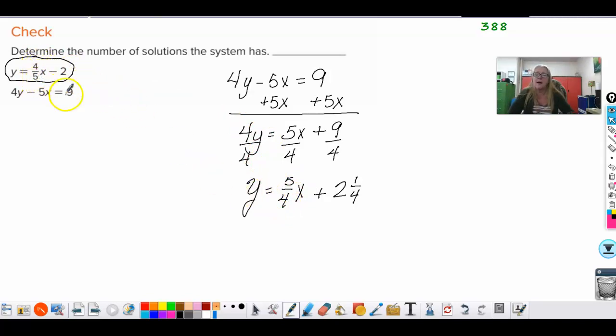All right. This is positive. This is positive. Now, if they were negative reciprocals of each other, they would have been perpendicular, but they're not. They don't have the same slope. They don't have the same y-intercept, which means they will have exactly one solution. There will be one point that solves both of them.